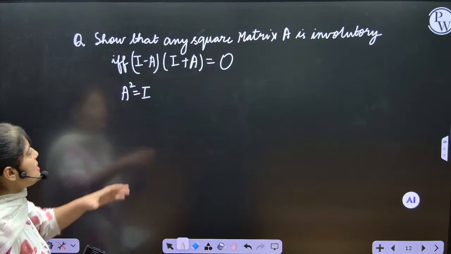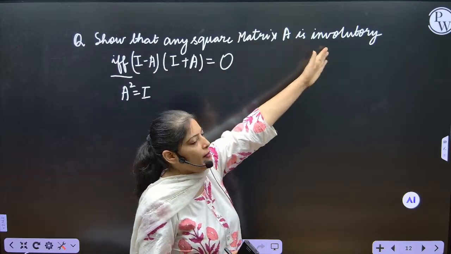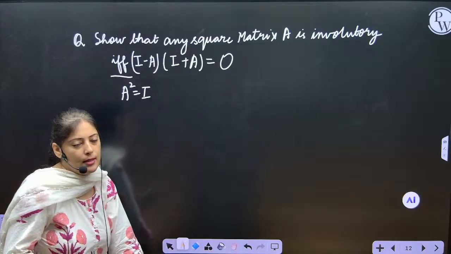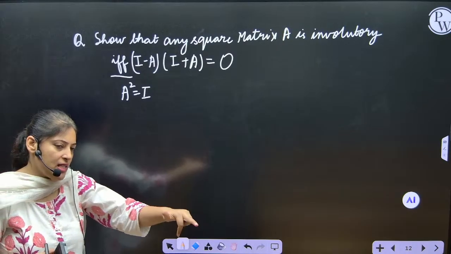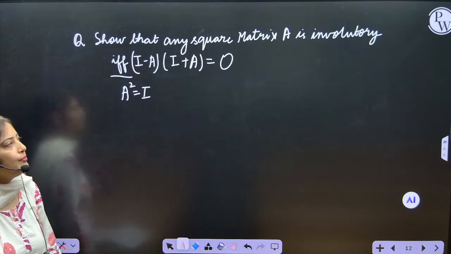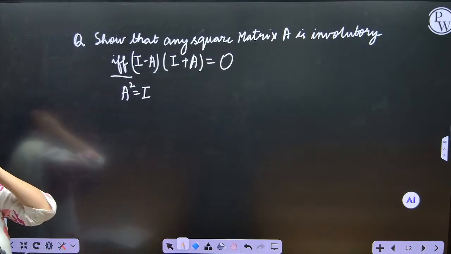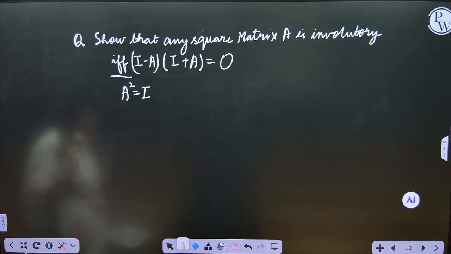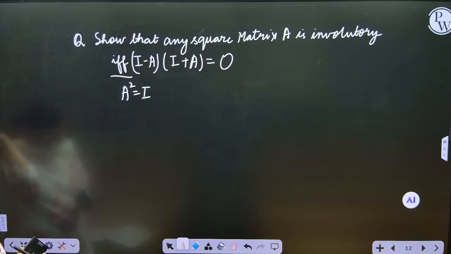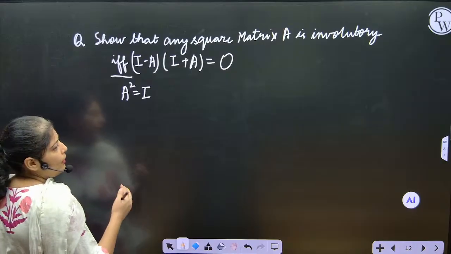If and only if means if this condition is there, this you have to prove. If this condition is there, this you have to prove. Vice versa case. If one condition is there, the second you have to prove. If the second is given, the first you have to prove. So if and only if means this. All right, I hope you have started.